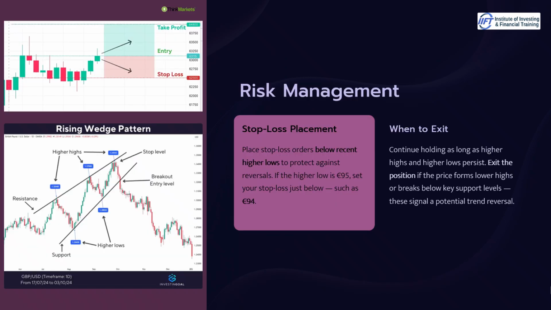But what if you're wrong? This is where risk management comes into play. So we can place our stop loss orders just below the most recent higher low that you can see on the chart here. And if your entry was 105 and your previous low was 95, you might set your stop loss at about 94, somewhere just below 95. And this protects your capital if the trend suddenly snaps and turns the opposite direction.